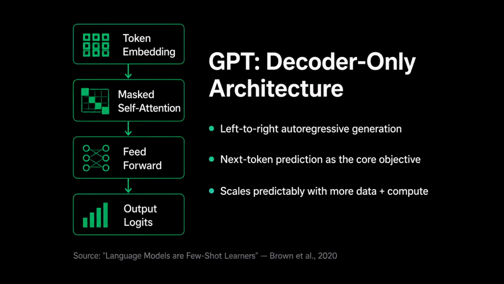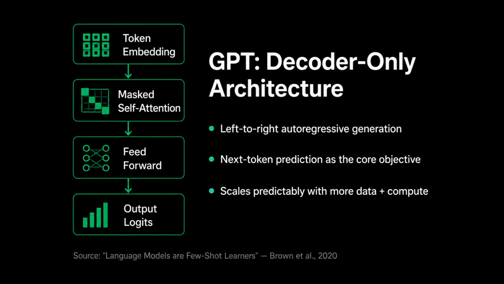GPT's design is almost brutally simple, and that simplicity turned out to be a superpower. OpenAI went all in on the decoder-only transformer. So, what does that mean? It means that the model reads tokens left to right, and at each position, it predicts what comes next. That's it. So, no encoder, no bidirectional attention. Just, given everything before this point, what's the most likely next token? The reason this matters is that it scales incredibly well.